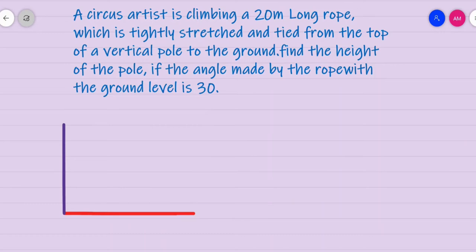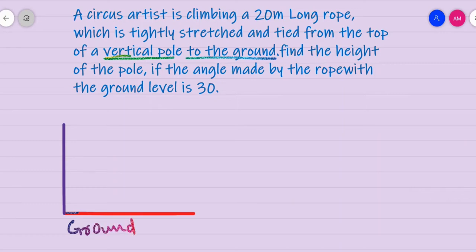A circus artist is climbing a 20-meter long rope which is tightly stretched and tied from the top of a vertical pole. Vertical pole. Vertical means which is standing straight to the ground. See, suppose this is the ground. Children, please see from here. This is the ground. And this is the pole. Now see. Suppose this is the ground.